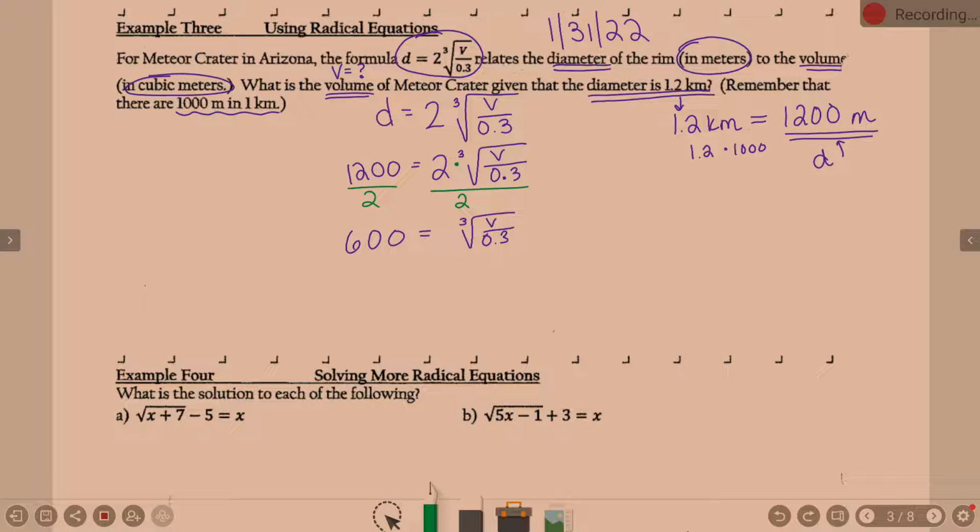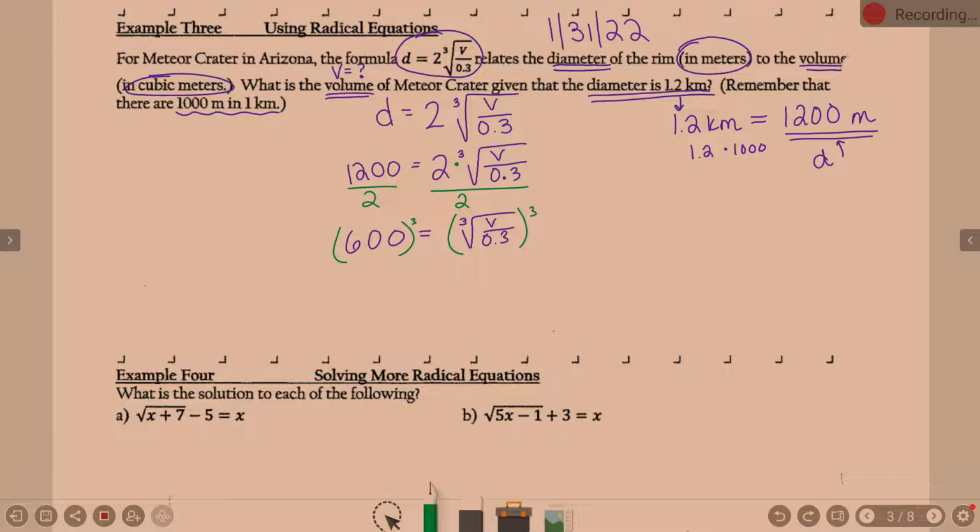Since this is a cube root, in order to get rid of the cube root, I need to raise it to the power of 3. If it was a square root, we'd raise it to the power of 2. If it was a fifth root, I'd raise it to the power of 5. I totally should not be writing and talking at the same time. Sorry, I hope I said the right thing, but I wrote the wrong thing for a moment. Okay, it was a cube root. I'm raising it to the power of 3.